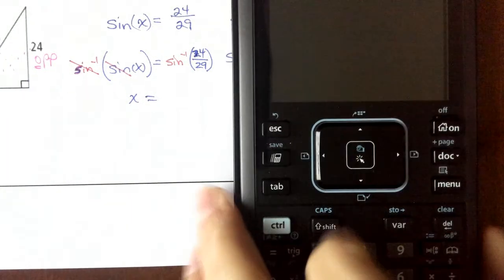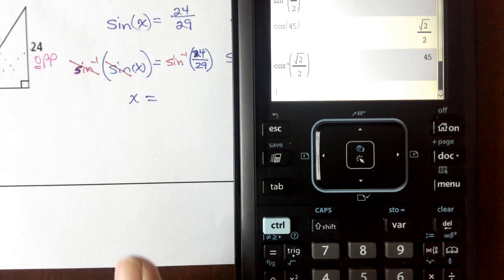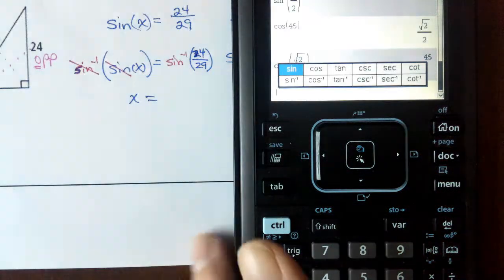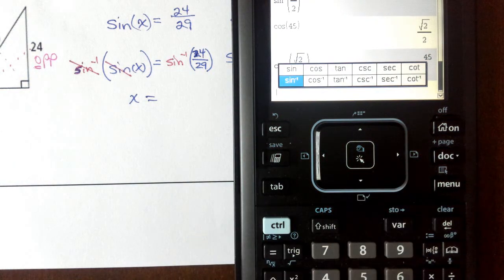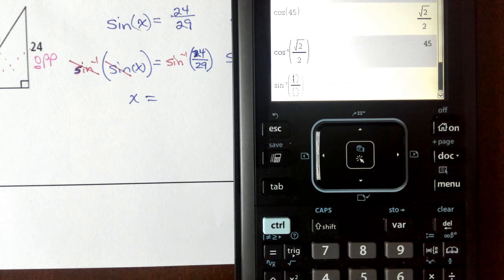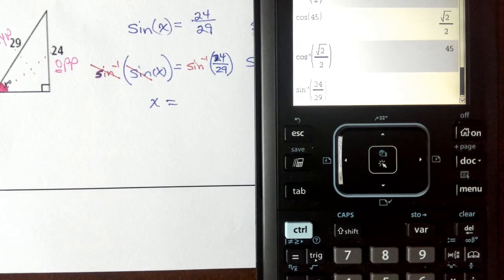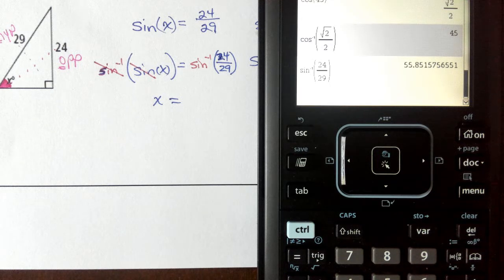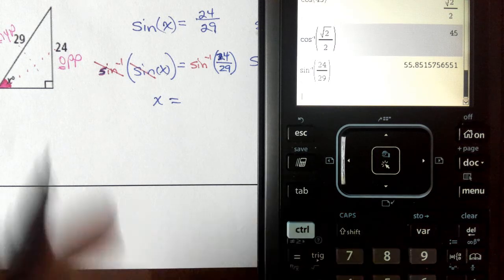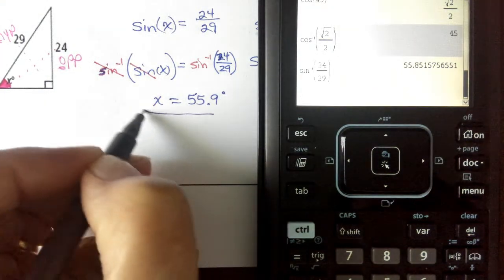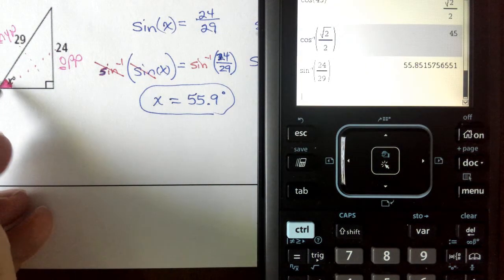So let's take a look at the calculator one more time. We're going to go to the trig key, and we need the inverse sine command. We're going to put it in just the way it looks. So inverse sine command, and I'm going to do control fraction and put 24 over 29. Goodness, the glare is terrible. And that is approximately 55.9 degrees if we round up, which is reasonable looking at the picture.